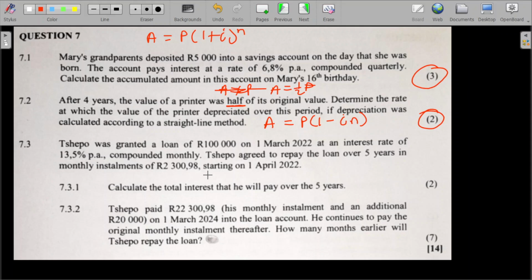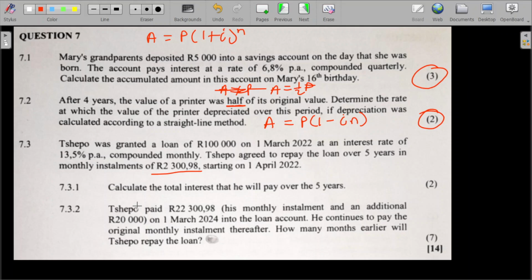Then Tsepo was granted a loan of 100,000 on the 1st of March 2022, at an interest rate of 13% per annum compounded monthly. Tsepo agrees to repay the loan over 5 years in monthly installments, starting from the 1st of April 2022, which is the normal way. If you're taking a loan, you pay at the end of the month that you took out the loan in; March, then the beginning of April, which is the normal way.